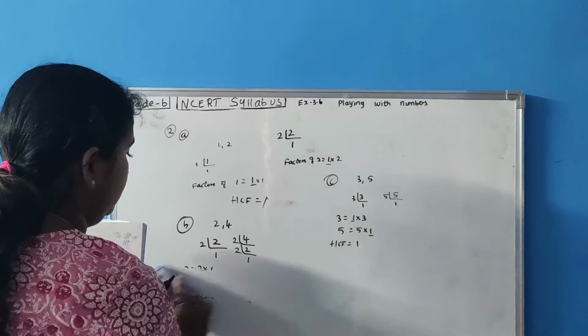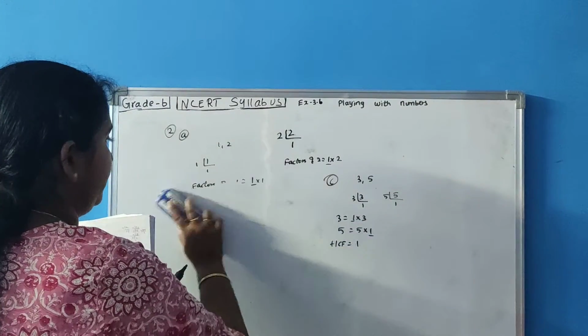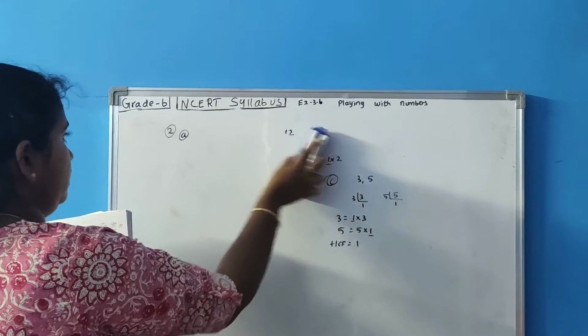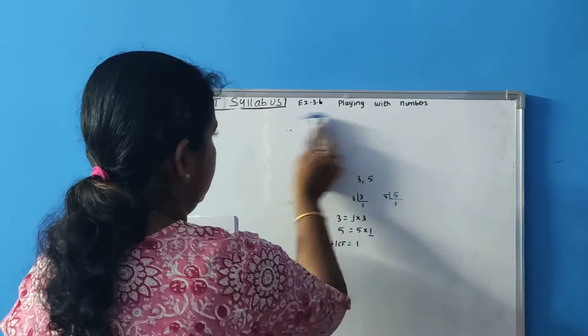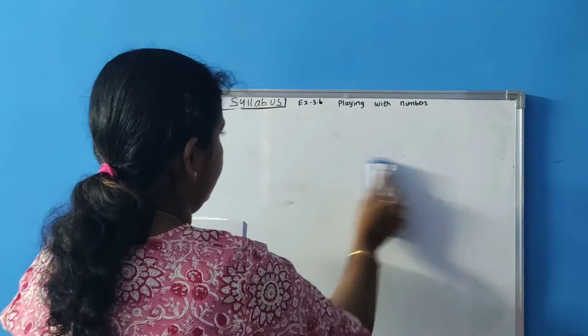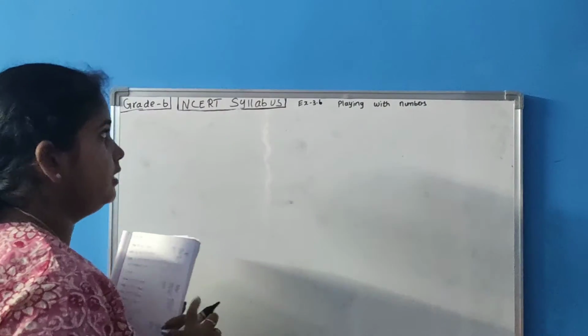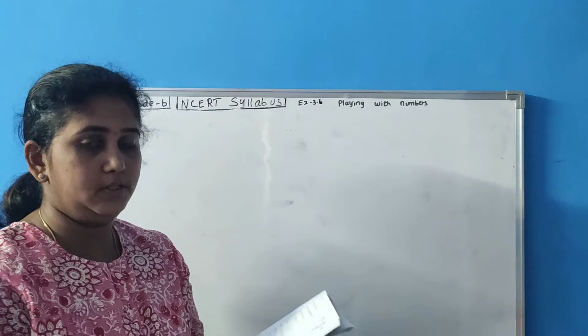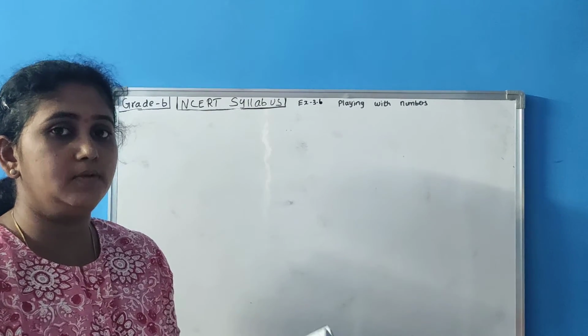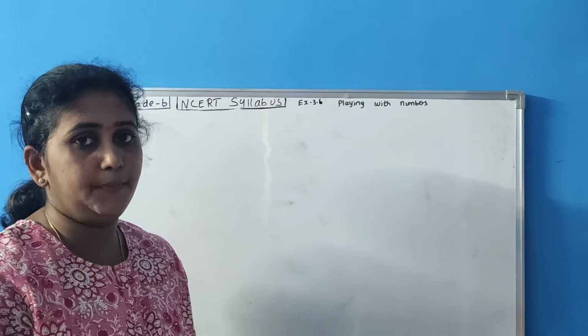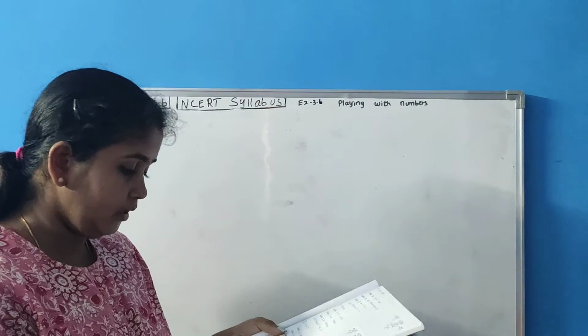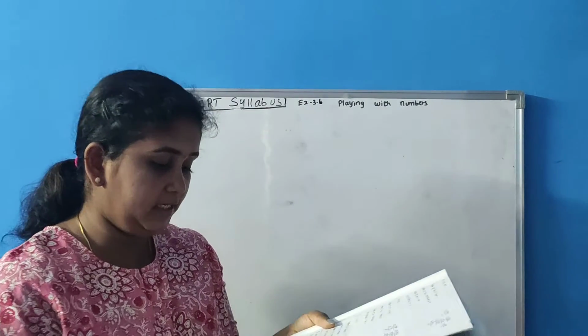Now we can move on to the last sum in your exercise 3.6. This chapter is a very big chapter because it contains 7 exercises. We are going to complete till 3.6, and in your next video we will see 3.7. Okay, now the third one, I'll just read it out.